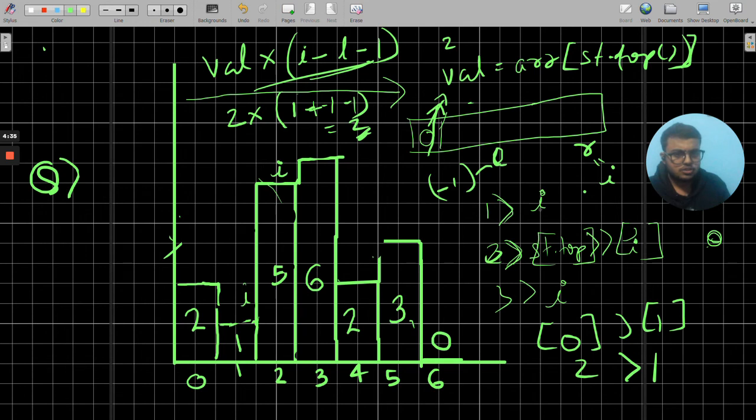Now taking my I to the second index, we'll be again checking. My stack is empty, so the first condition is true. So I'll be just inserting my I, that is 2.